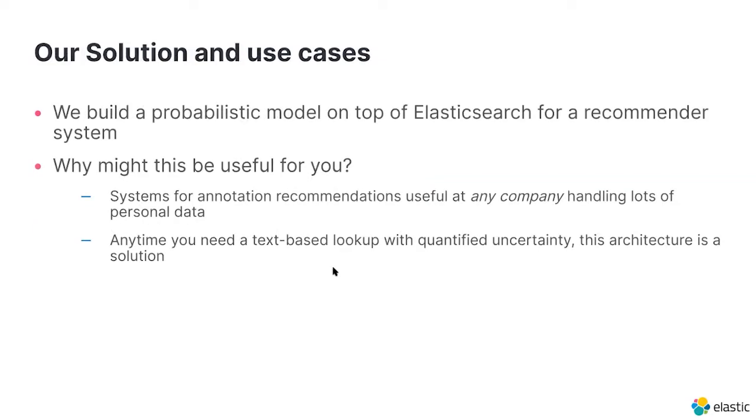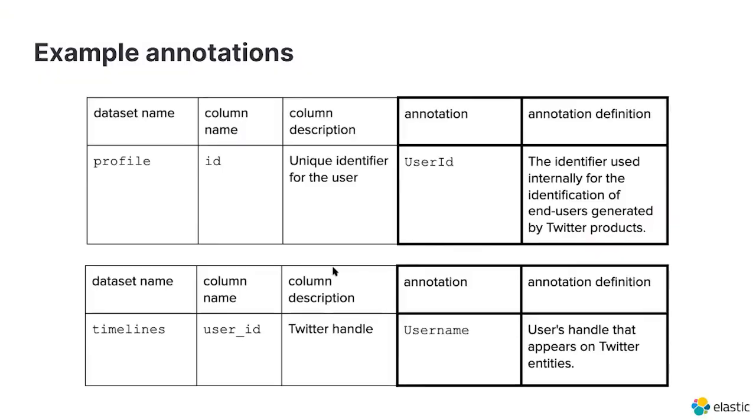So to make the annotation process easier, we built a recommendation engine based on a probabilistic model on top of Elasticsearch. Note that such a system is not only useful for any company handling lots and lots of personal data, but also for any time you need a text-based lookup with quantified uncertainty. We'll go into much more detail about the recommendation itself and how the recommendation engine is built in the second half of this presentation. To make it more concrete for now, here are some annotation examples.